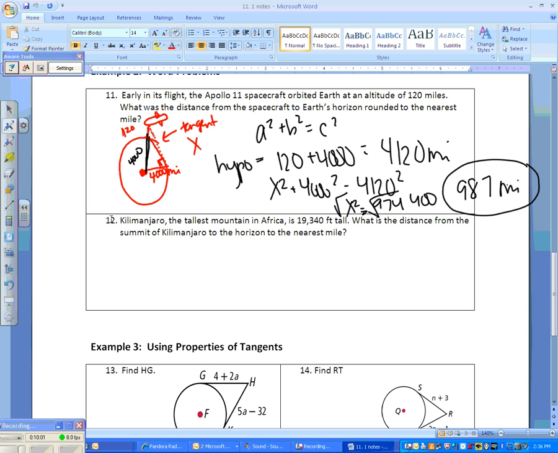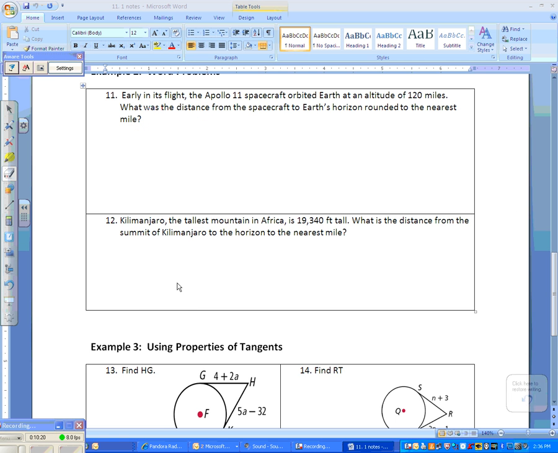Okay, I'll draw the picture for you for number 12, and then I want you guys to do the math. So we're going to start off with Earth again. Circle. Mount Kilimanjaro. There's my mountain. Tallest mountain in Africa is 19,340 feet tall. So I'm going to draw a bigger circle. Okay, big circle.